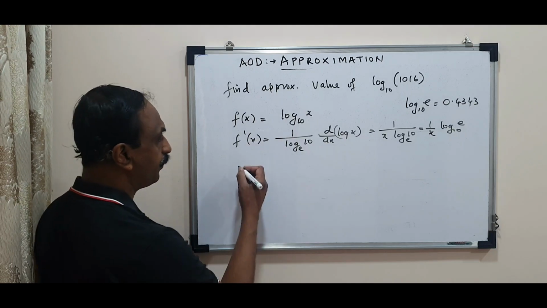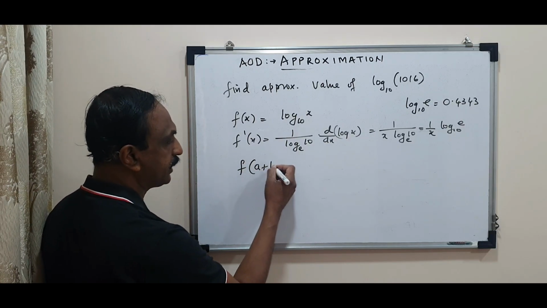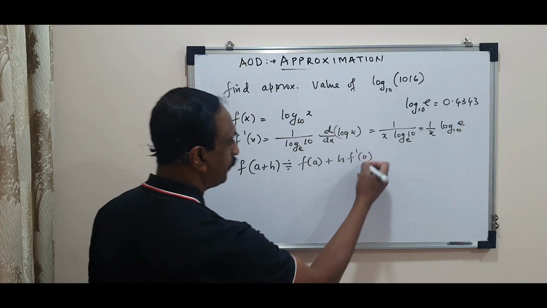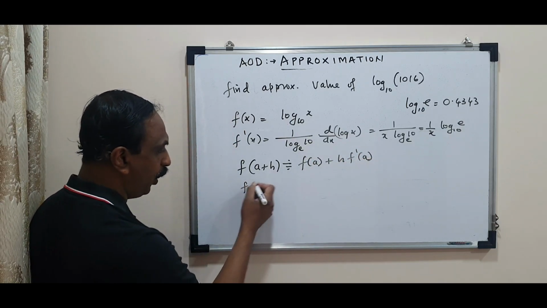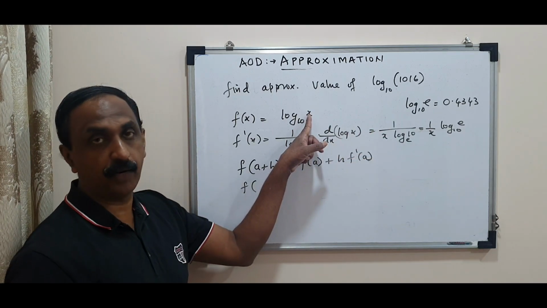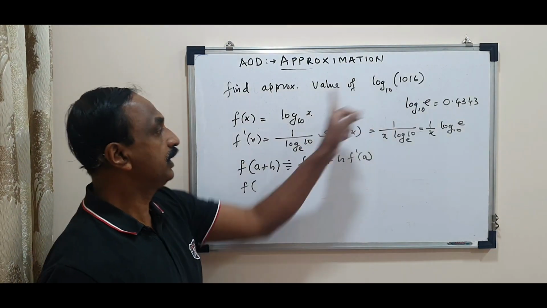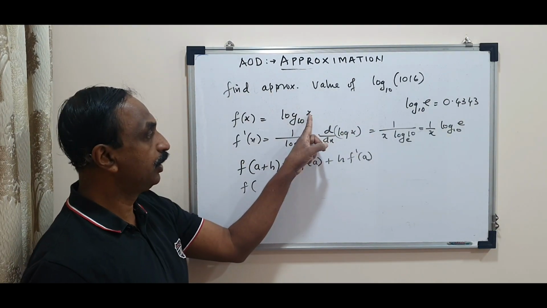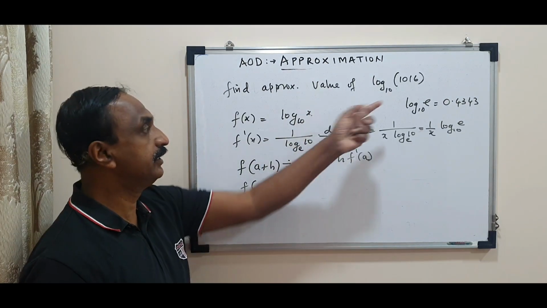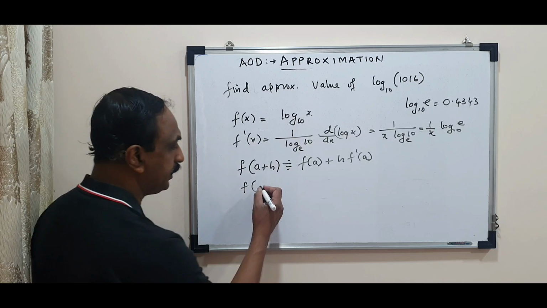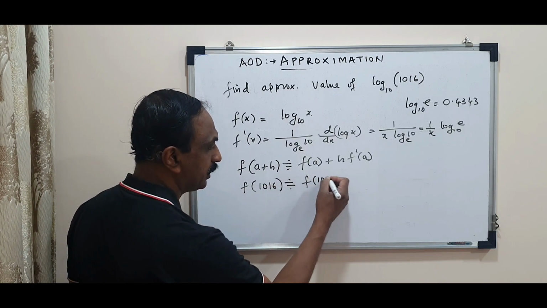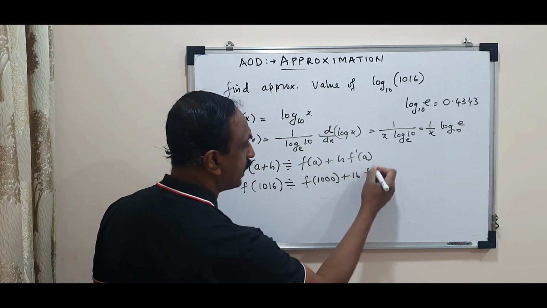Now we can apply the formula. F of a plus h is approximately equal to f of a plus h into f dash of a. So I can write f of 1016. You know that log of powers of 10 can be easily calculated. Log 10 to the base 10 is 1. Log 100 to the base 10 is 2. Log 1000 to the base 10 is 3. So log 1000 can be easily calculated. So 1016 will be split as f of 1000 plus 16 into f dash of 1000.